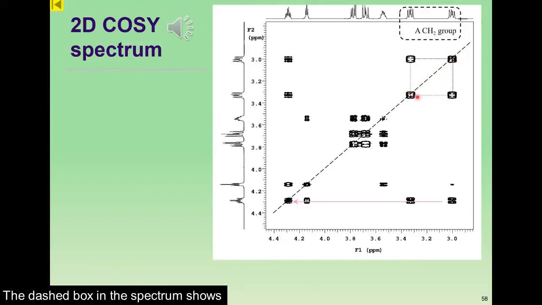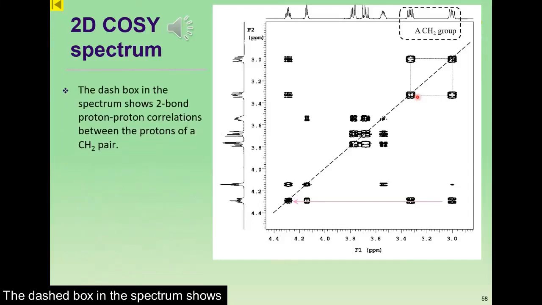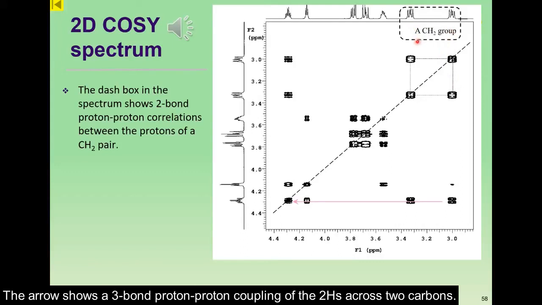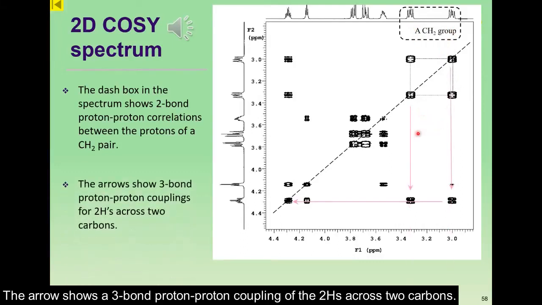The dashed line in the spectrum shows two-bond proton-proton correlations between the protons of a CH2 pair. The arrow shows 3-bond proton-proton couplings for 2 H's across 2 carbons.